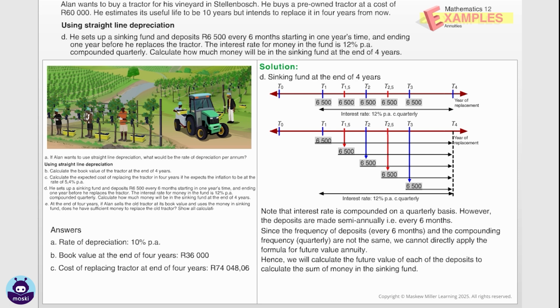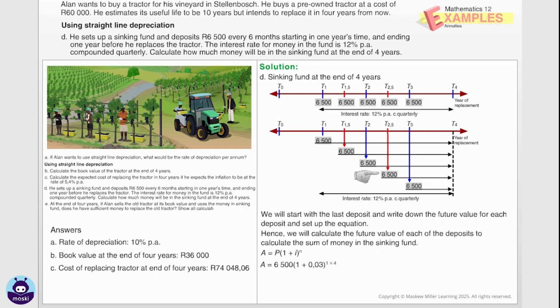Hence, we will calculate the future value of each of the deposits to calculate the sum of money in the sinking fund. We will start with the last deposit and write down the future value for each deposit and set up the equation. Recall the formula for compound interest. We can see that Alan makes 5 deposits. The 5th deposit, made at T3, earns interest for a period of 1 year, that is 4 quarters. The 4th deposit earns interest for 1.5 years, that is 1.5 times 4 quarters. The 3rd deposit earns interest for 2 years, that is 2 times 4 quarters. We continue in this manner until the 1st deposit.